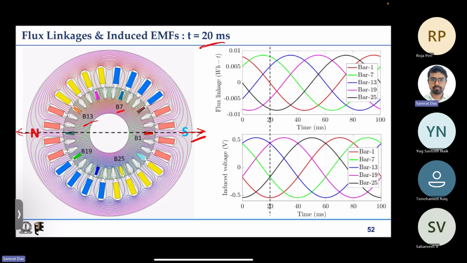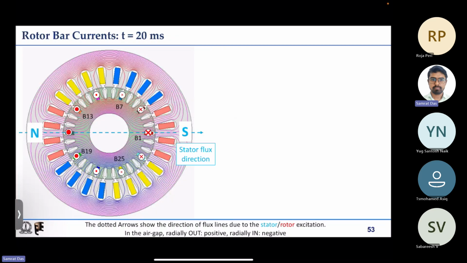the yellow, green and blue, they are having positive flux linkage. Green and blue, basically these two, are having positive flux linkage. B1 is having zero flux linkage. And again all the bars on the bottom side, B19 and B25, are having negative flux linkage. Similarly, we can derive the induced EMF, and accordingly we can assign sign for the currents, and we can have the rotor flux direction also.